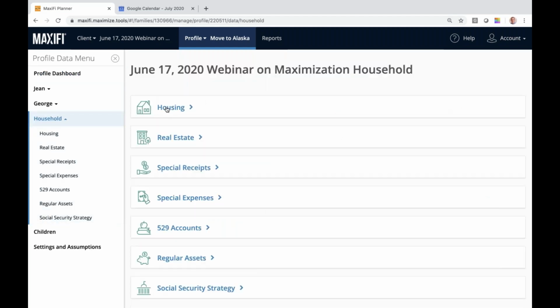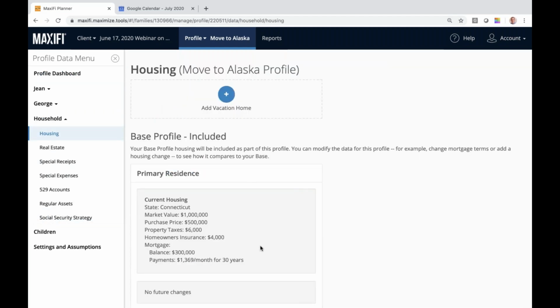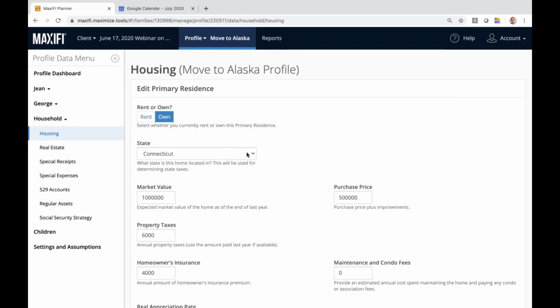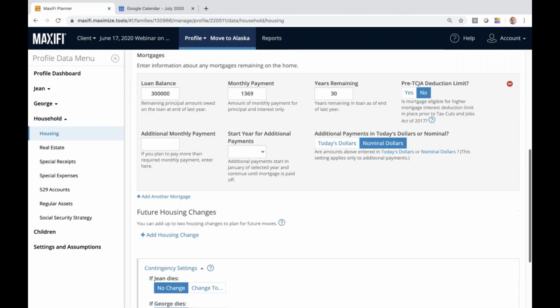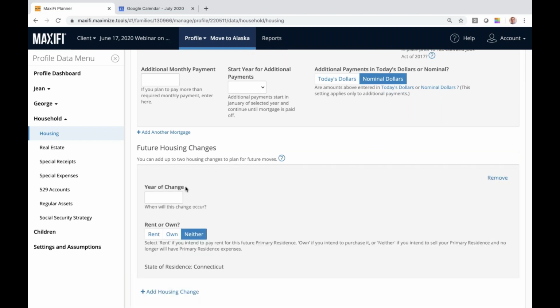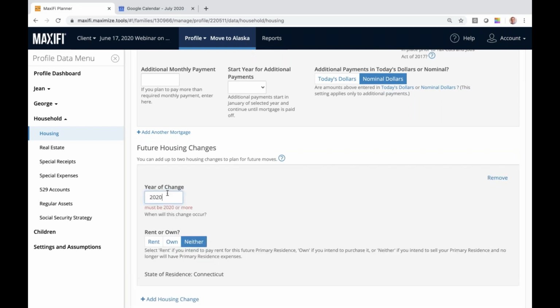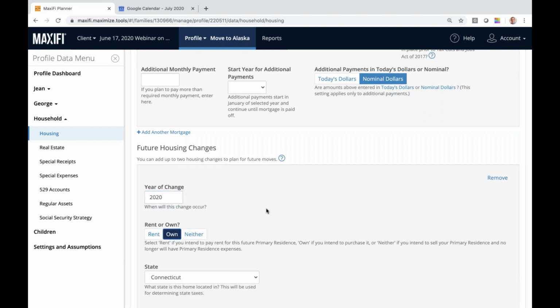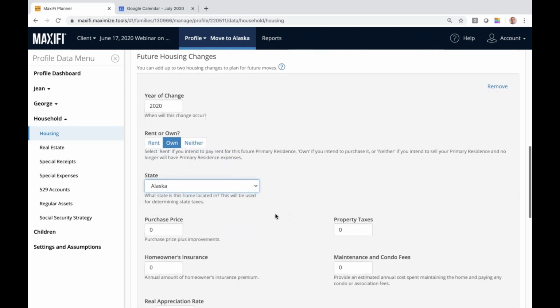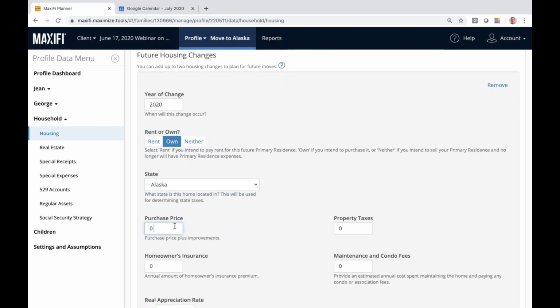I go to housing, and since I started with the base profile, it shows all the inputs copied from the base profile, but now I'm going to modify the no future changes. I'm going to have a future change. Here's where I'm going to enter the future housing change, add a housing change. I'm going to say, hey, it's going to happen in 2020. I'm going to own a house. I'm going to leave Connecticut and move to Alaska. And I'm going to buy a $500,000 house.